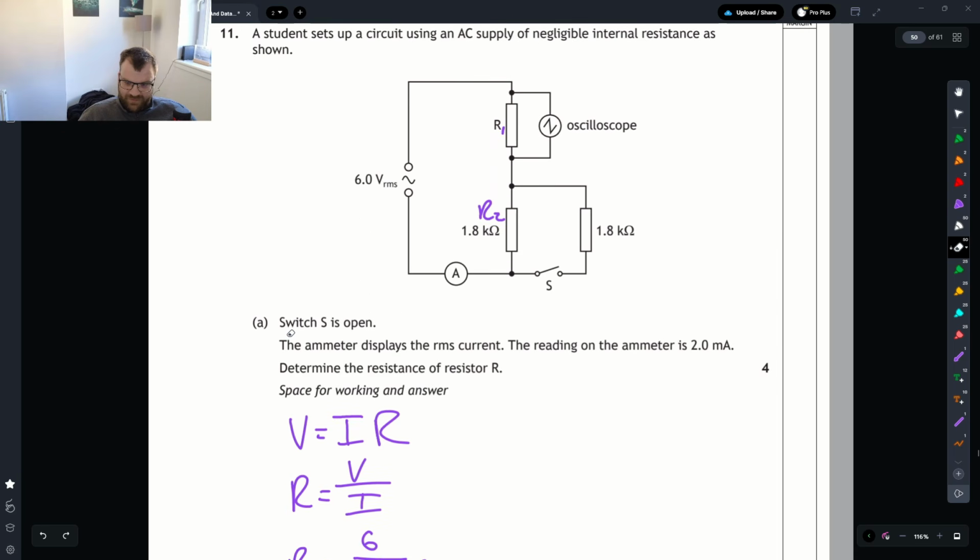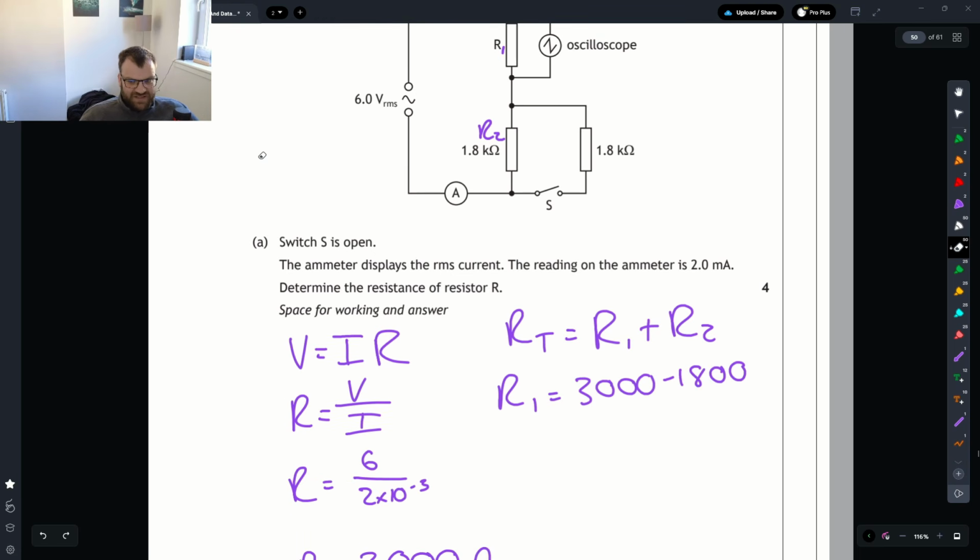We have to remember that that is the total resistance. And because R1 and R2 are in series, we just add them together. So 3000 is the combination of both. So the one we care about is going to be them taken away, and that gives you 1200 ohms as the answer there.